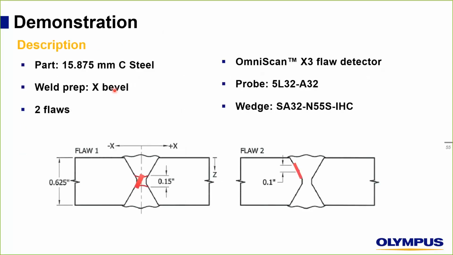So let's see the results of a test that we did on a 15.875 millimeter part in carbon steel as well, with a weld preparation of X bevel. 2 flaws again here, using the OmniScan, the same probe, 5L32A32, and an N55 shear wedge. As I said, we have 2 flaws here: a lack of fusion here, and a root lack of penetration in this one.